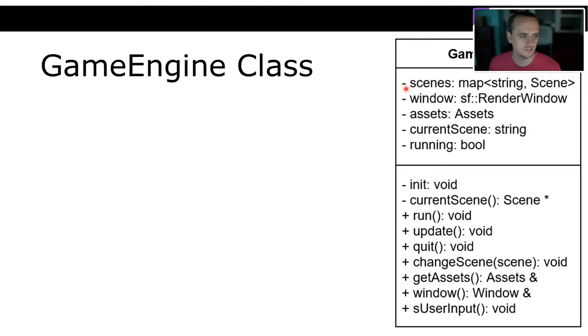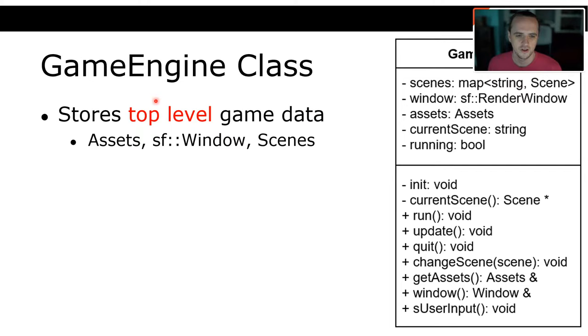Inside the game engine class, I'll discuss all of these functions once I'm done with the slide. So the game engine class is going to store the top level game data. So the stuff that always has to be present no matter what scene that we're in. So it's going to store the assets. These could be things like textures, sounds, whatever. It's going to store the window. So the actual game window that we're drawing to. Of course, we need to have a window to play the game. And it's going to store all the different scene data as well.